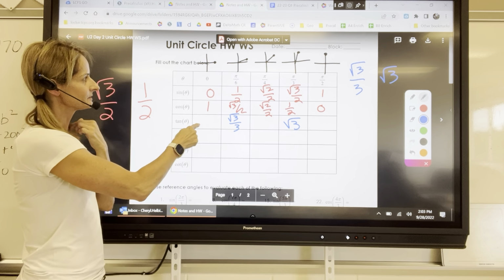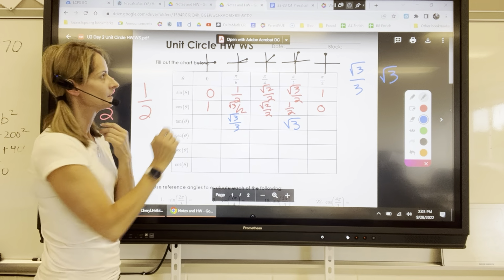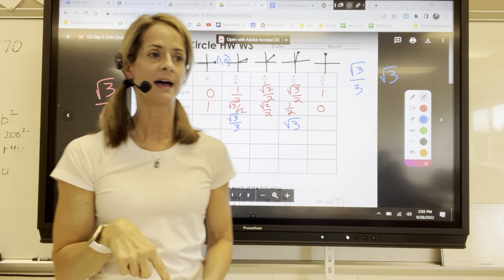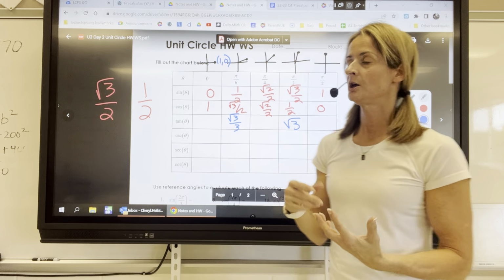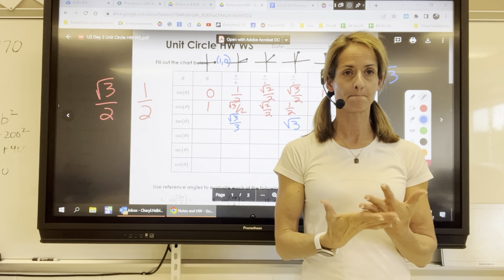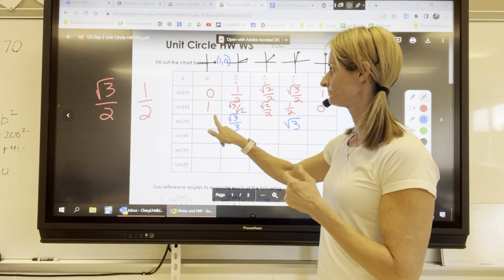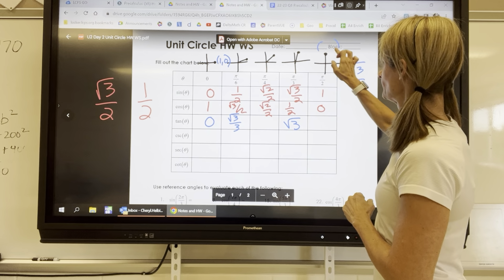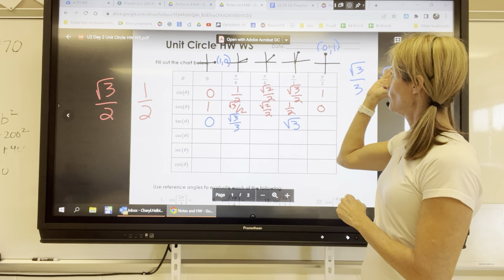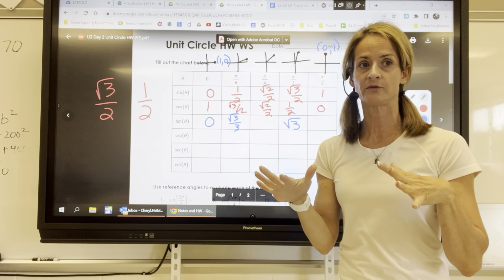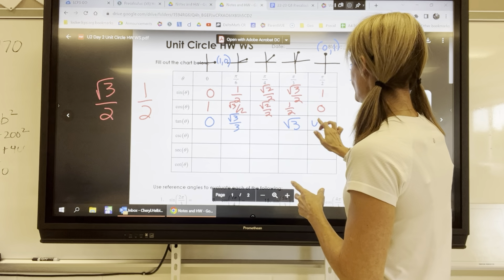Now what happens at 0? Remember the ordered pair here is 1, 0. And the tangent is y over x, or opposite over adjacent. So y over x, 0 over 1 is just going to be what? 0. What happens when I switch those values? 0, 1, and I put y over x. The tangent of pi over 2 is going to be 1 over 0. What is that? Undefined. We kind of went through that when we were doing the unit circle. So this is undefined.